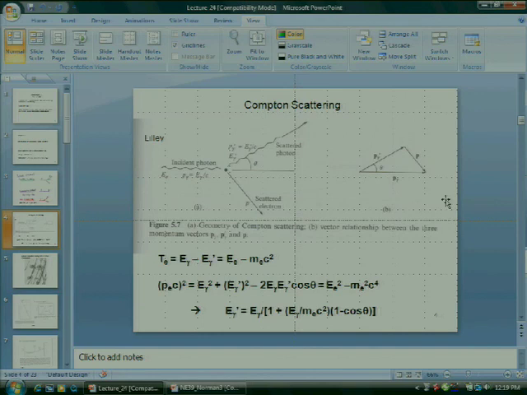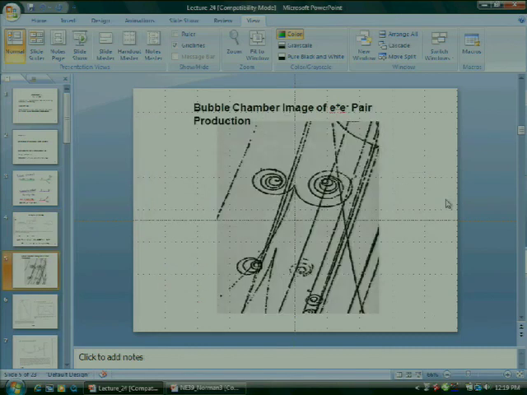So what sets the scale for the energy transfer is the electron mass because everything's scattering off the electron. And the energy then depends sensitively on the angle at which the outgoing photon emerges. So that's the Compton scattering formula.